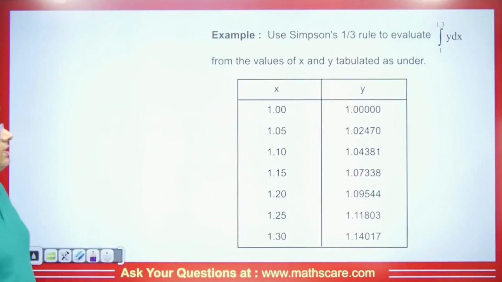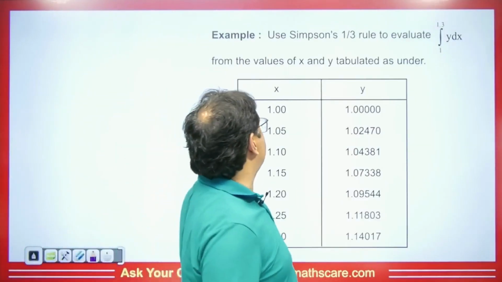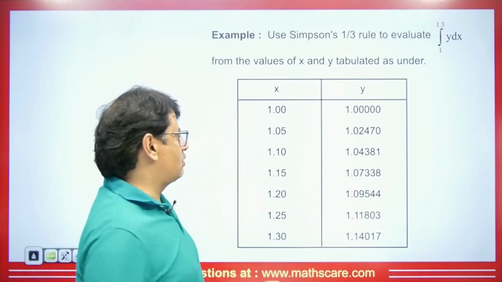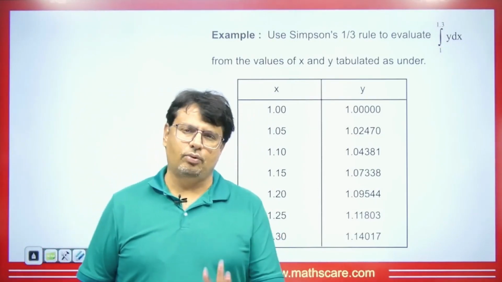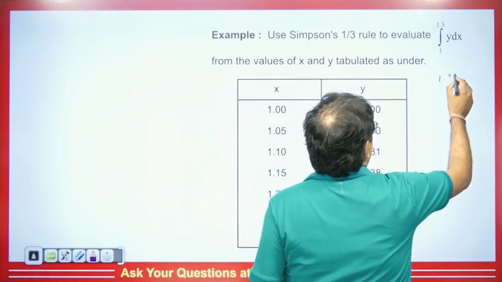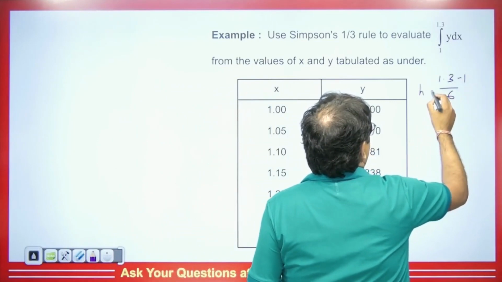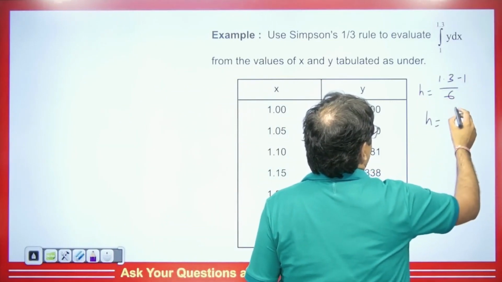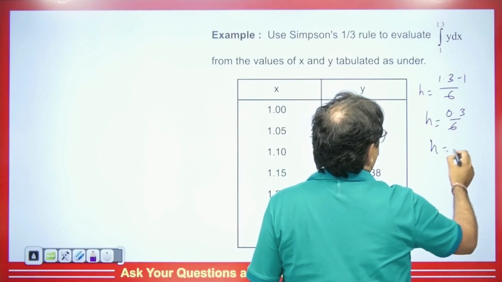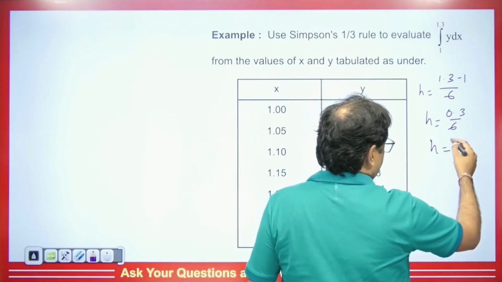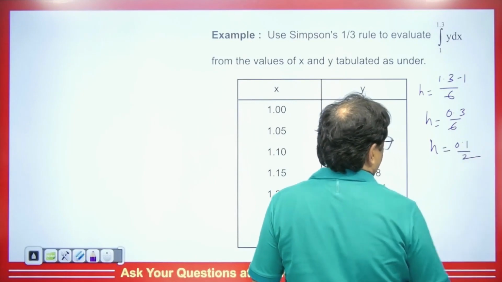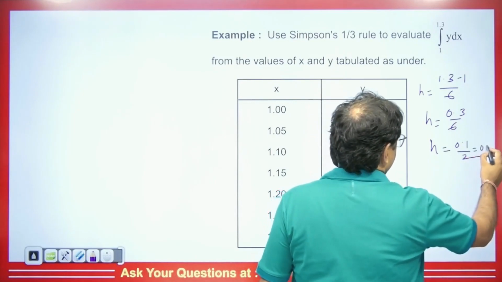Let's see another question. In this, we have the integral from 1 to 1.3 of y dx, and we are asked to solve this using Simpson's 1/3 rule. If nothing is given, then I told you to divide into 6 intervals. Do you remember it? What we will do now is take the upper limit minus the lower limit divided by 6. This will give the value of h, and the value of h will be 0.3 by 6. But if we see here, we can divide it by 3 and this will come 0.1 by 2, right? I hope everything is clear to you. The value of this will be 0.05.